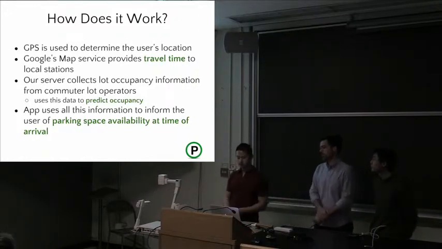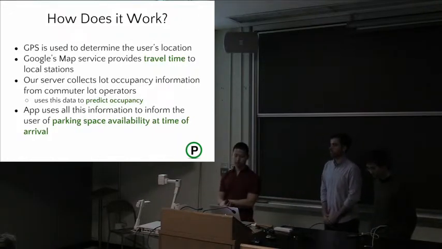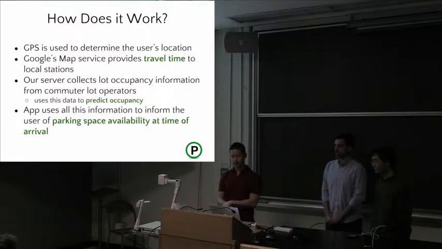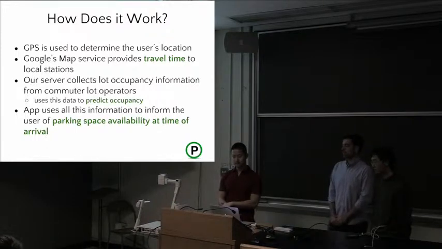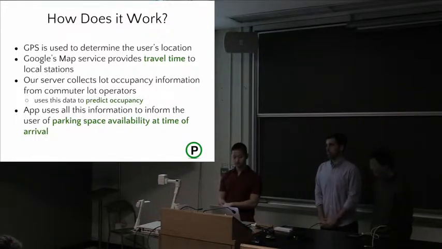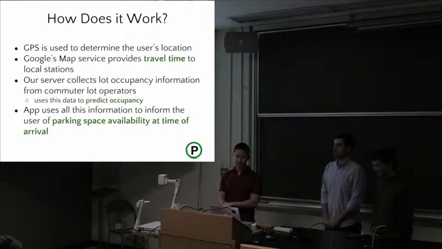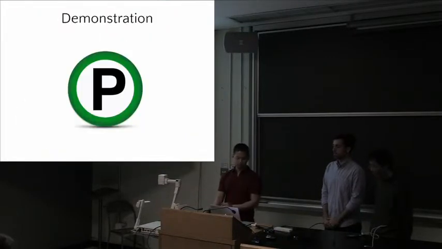So information flows in our app as follows. The user's current location is determined by GPS. We go to Google's map service to get the travel time to local destinations. Then we go to our own server, which collects lot occupancy information from the commuter lot operators, and it uses this information to predict occupancy. And then finally, the app uses all this information to inform the user of parking space availability at the time of arrival, which is more interesting than current availability because these slots tend to fill up quickly. So Mike will give you a demo.